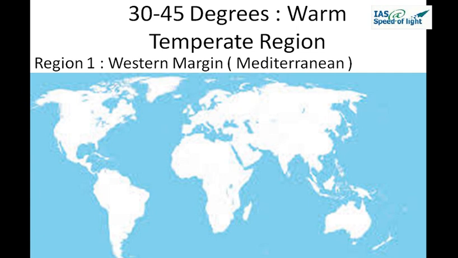Hello friends, we are studying about the world climatic zones, and in the last class we studied, starting from the equator, 10 degrees north and 10 degrees south. The region is known as the equatorial climate, and what it means is that this area receives the maximum insolation from the sun, so obviously it is going to be a hot region.